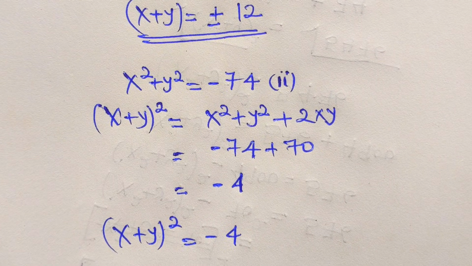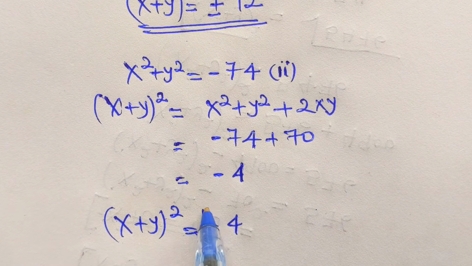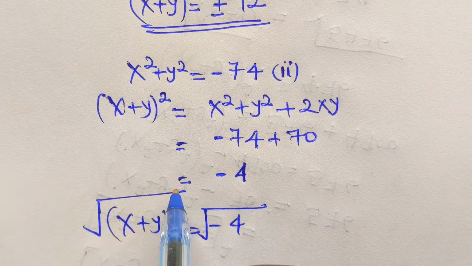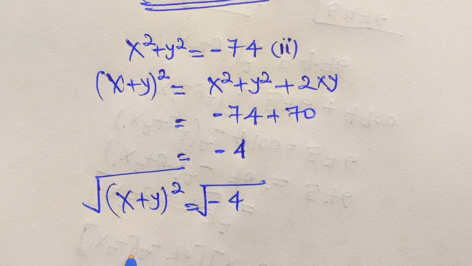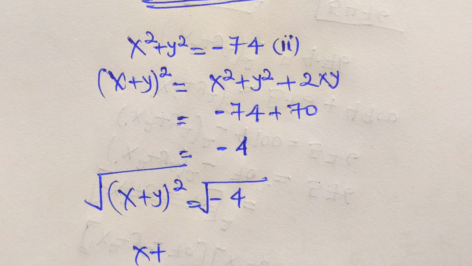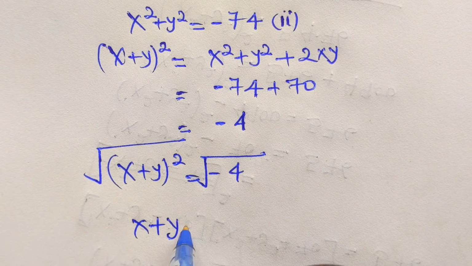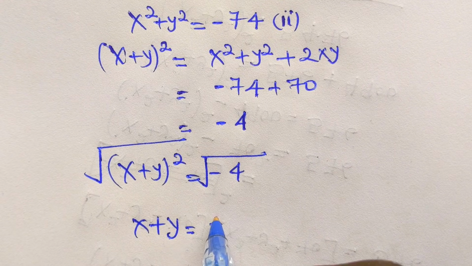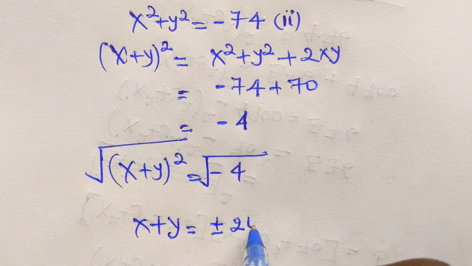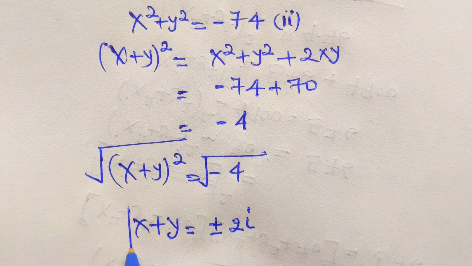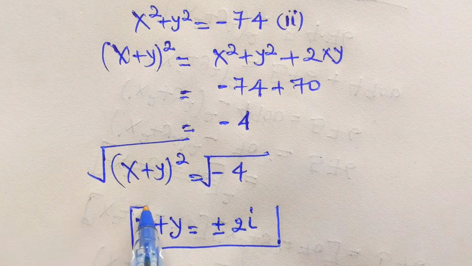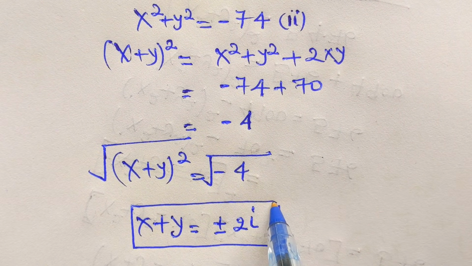Applying the square root on both sides, x plus y will be positive or negative 2i. And these are the values of x plus y.